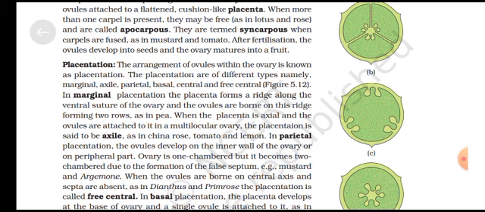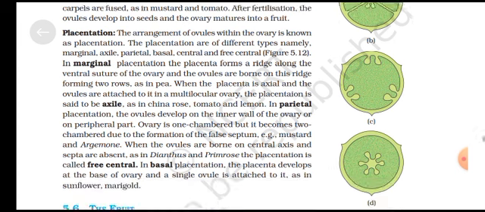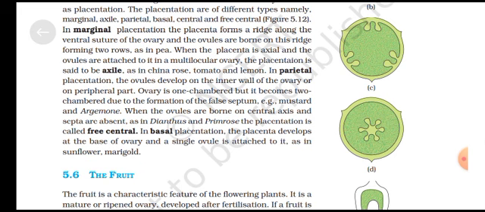In parietal placentation, the ovules develop on the inner wall of the ovary or on the peripheral part. Ovary is one chambered, but it becomes two chambered due to the formation of the false septum. Example: mustard, argemone. When the ovules are borne on the central axis and the septa are absent, as in dianthus and primrose, the placentation is called free central. In basal placentation, the placenta develops at the base of the ovary and a single ovule is attached to it, as in sunflower and marigold.